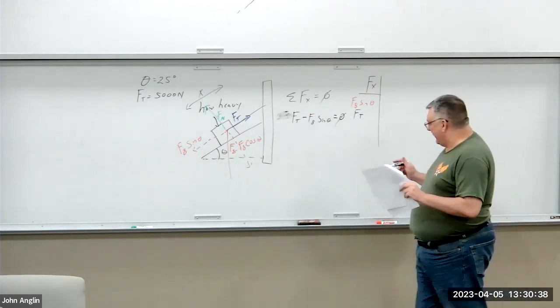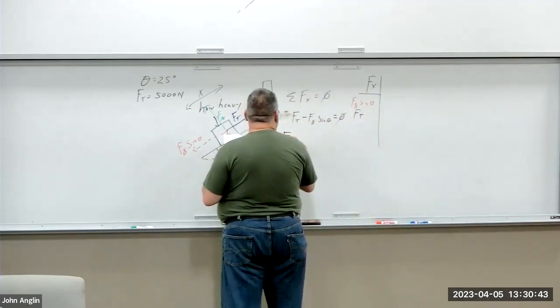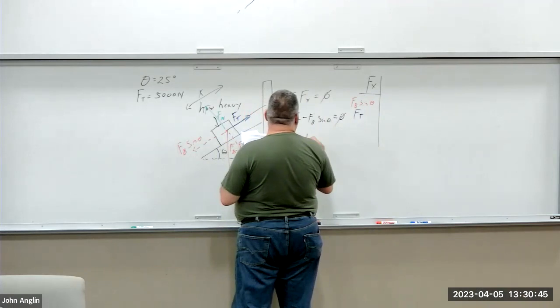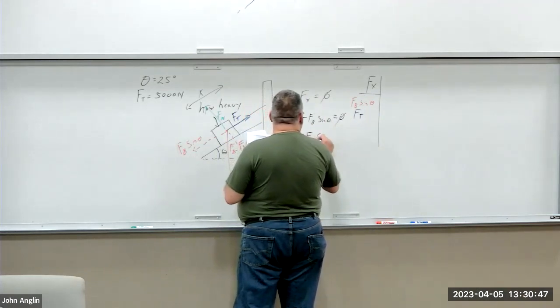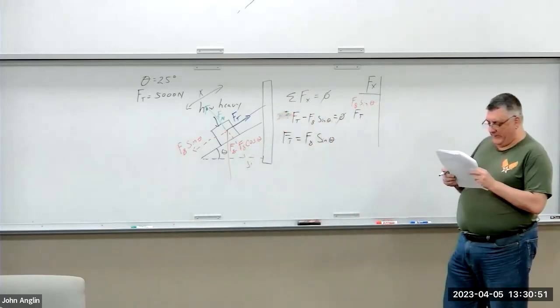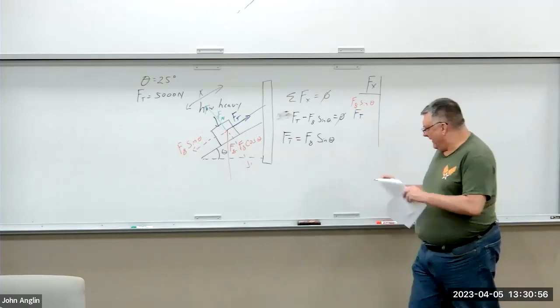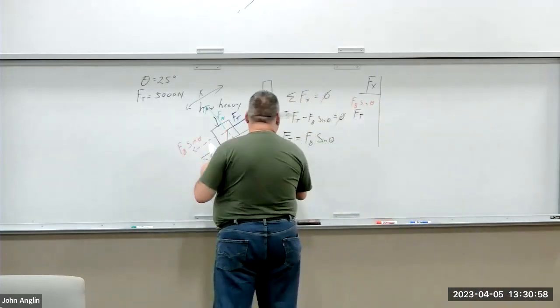Well, we can do a little algebra here, and we find that our tension force has got to be equal to FG sine theta, moving that to the other side. Well, we know our tension force, right? That's 5,000 newtons.